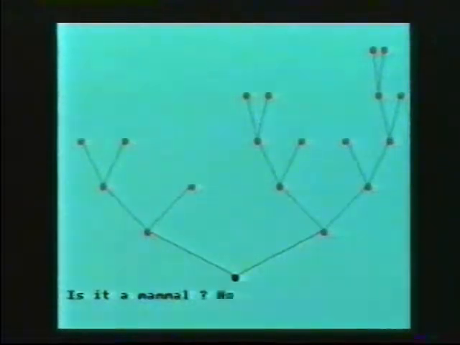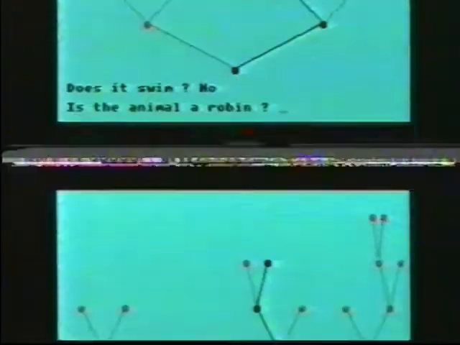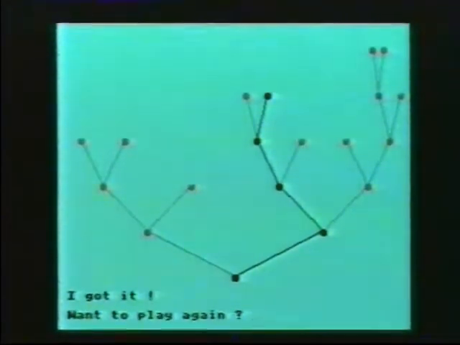Do we want to play again? Yes. Is it a mammal? No. Is it a bird? Yes. Does it fly? Yes. Does it swim? And we're right at that point there. No. And there it is. Is the animal a robin? Yes. I got it. Want to play again?